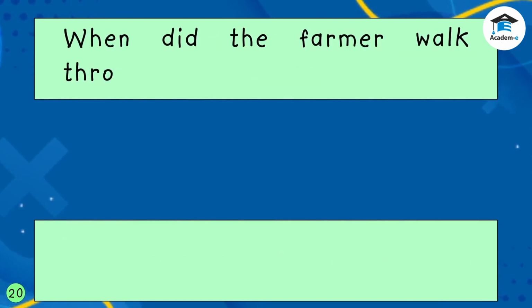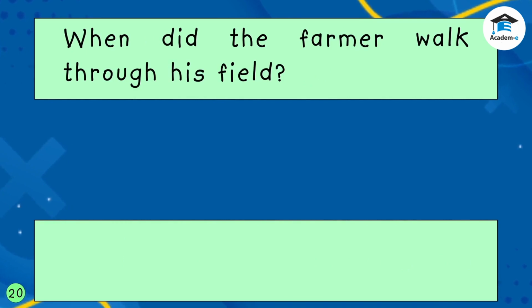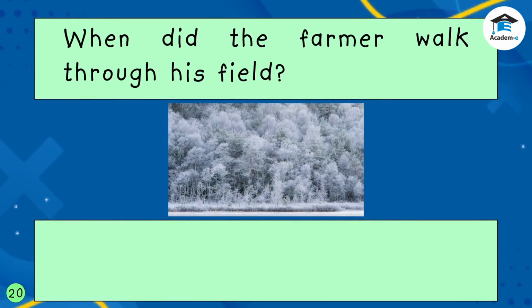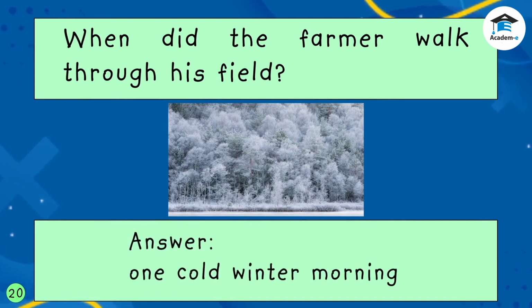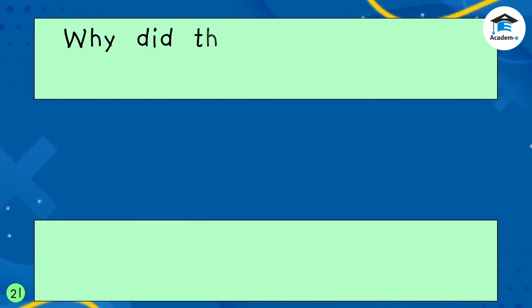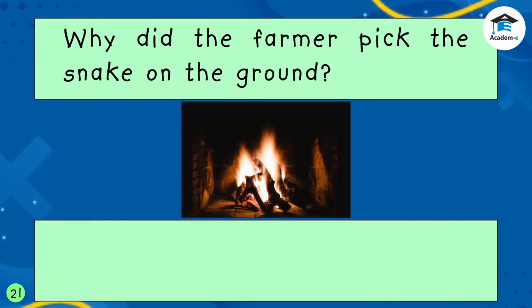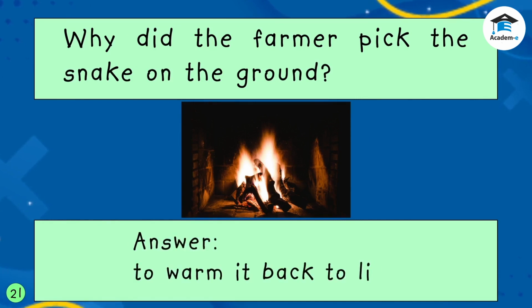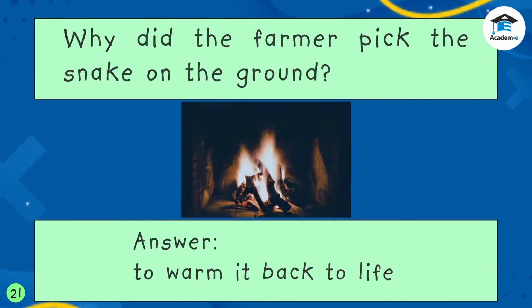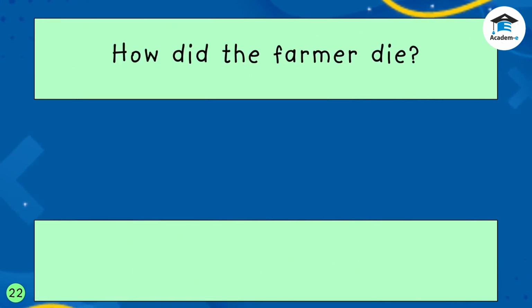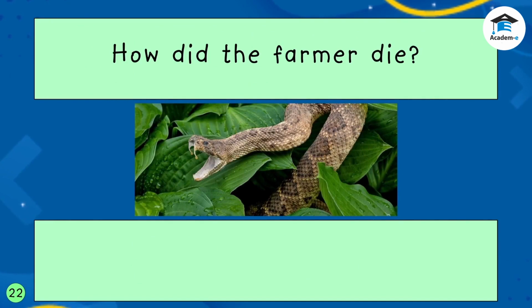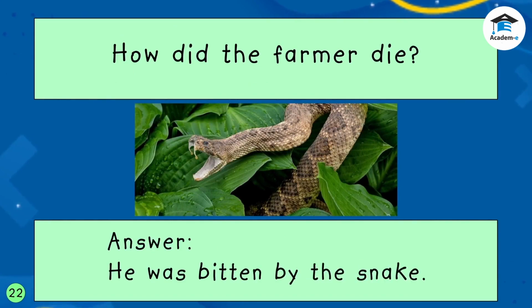When did the farmer walk through his field? Still correct answers. One cold winter morning. Why did the farmer pick the snake on the ground? That's correct. To warm it back to life. How did the farmer die? Great. He was bitten by the snake.